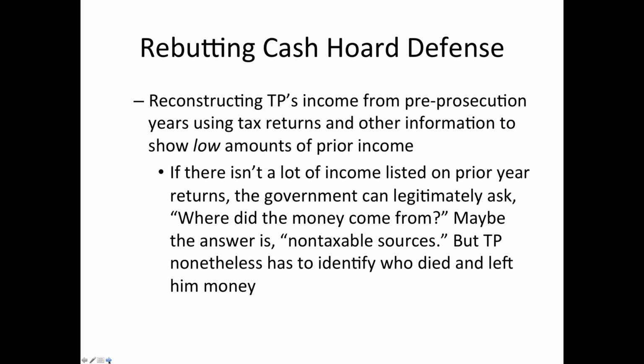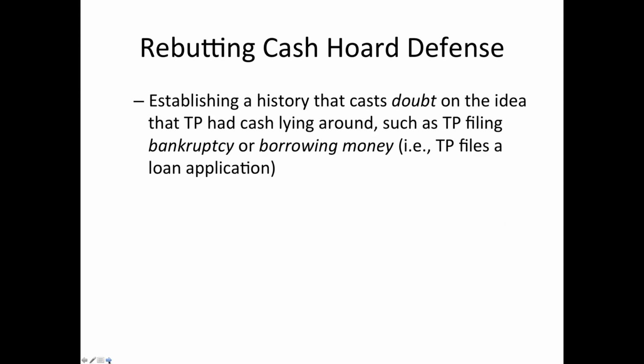So for example, if there isn't a lot of income listed on a prior year's returns, the government will legitimately ask, where, pray tell, did the money come from? And maybe the answer is non-taxable sources. And that would probably be Adam's best bet to fall back on if he gets caught between a rock and a hard place. But nonetheless, he has to identify who died and left him the money, if, for example, he's claiming that it was an inheritance.